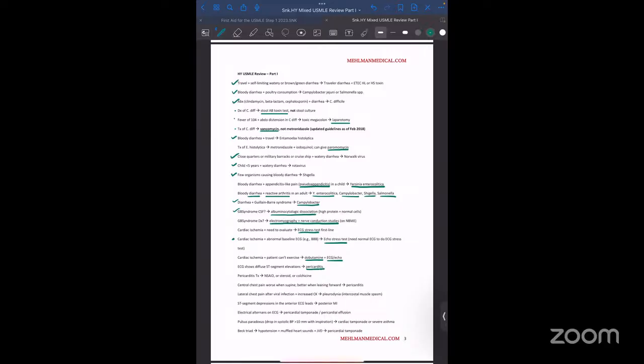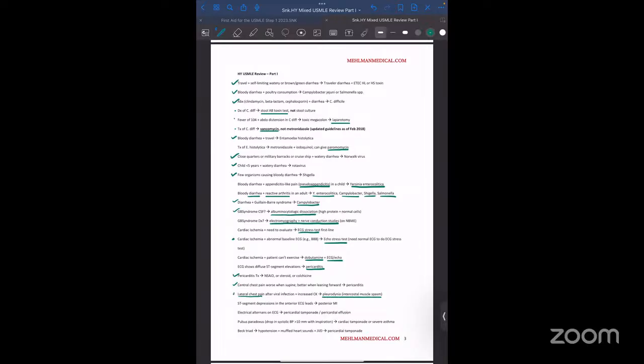Pericarditis treatment is NSAID or steroid or colchicine. Central chest pain worse when supine, better when leaning forward is pericarditis. Lateral chest pain after viral infection plus increased CK is pleurodynia, intercostal muscle spasm.